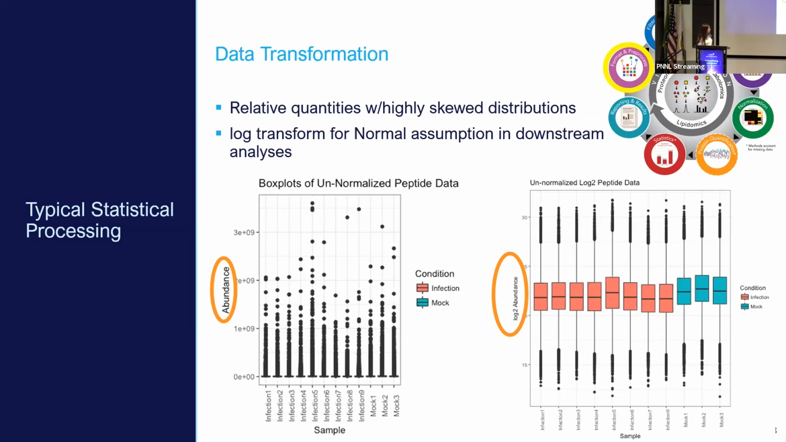And then after we've log transformed our data, we get these boxes, and we can actually better understand what samples look like. We can see that there's maybe a little bit of a visual difference between this mock group and an infection group, whereas over here on the left, we can't tell.